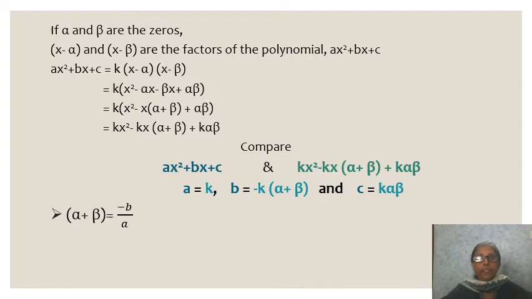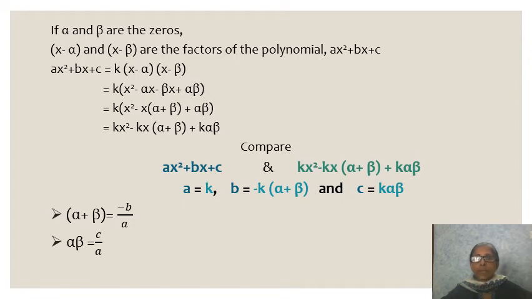Now we'll see from the second one, that is b is equal to minus k into alpha plus beta, you can write alpha plus beta is equal to b by minus k. k is equal to a, therefore it becomes minus b by a. Have you understood how you got it? Now, what is alpha beta?